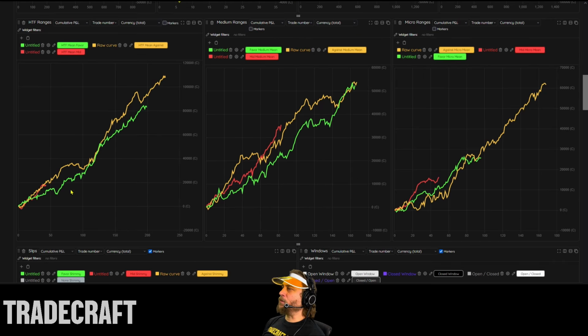Now when we remove the bad trades, we can see my mean reverting and my breakouts perform almost exactly the same. So I'm good at both. Same thing with medium ranges and then micro ranges as well. We just don't have as high of a sample rate on the micro range for mean reversion as we do breakouts. But see how skinny and tight the lines are? So what's going on is I'm taking a lot more breakout trades that are impulsive.